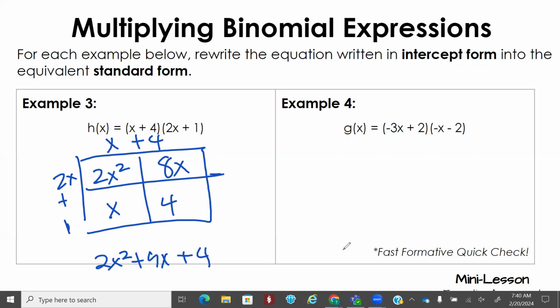Okay, I'm seeing some head nods. No, this is just saying, hey, the function.